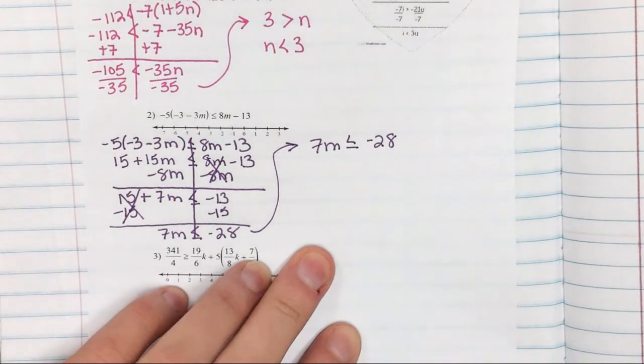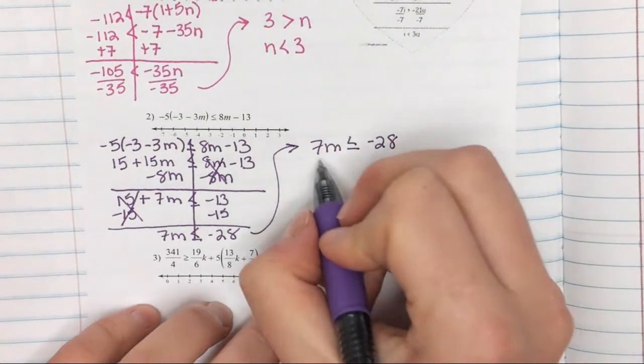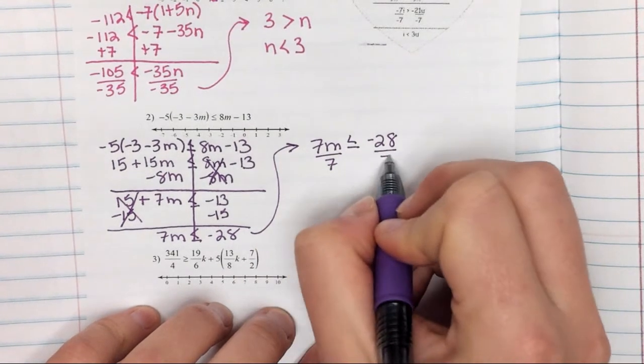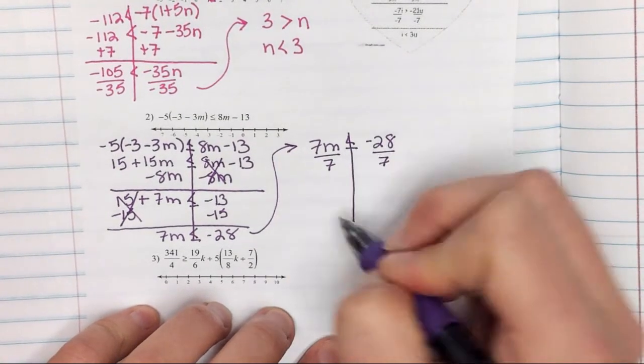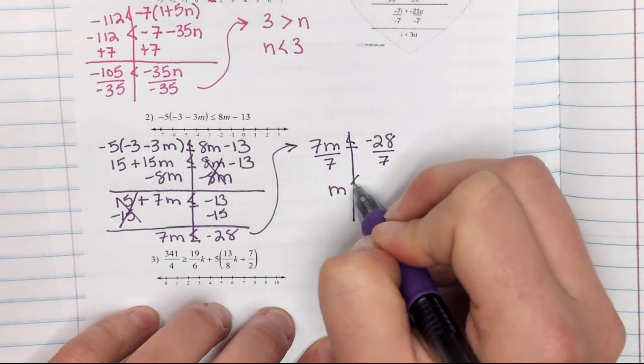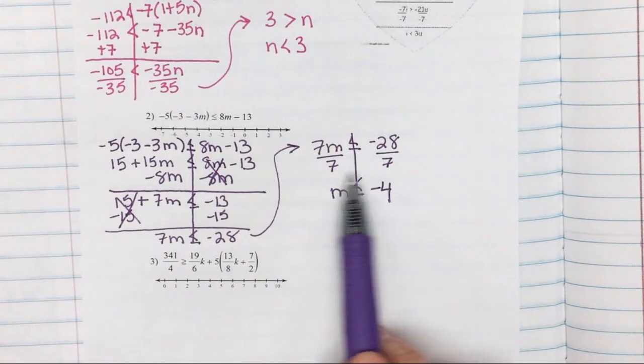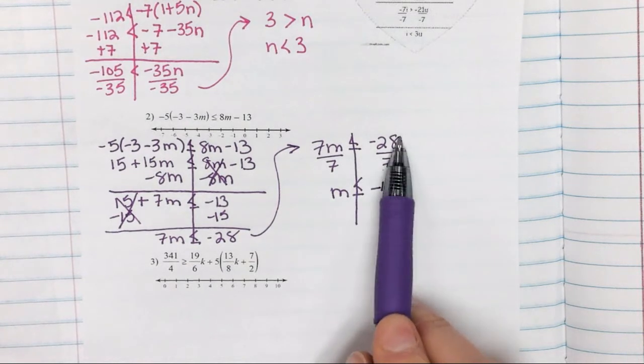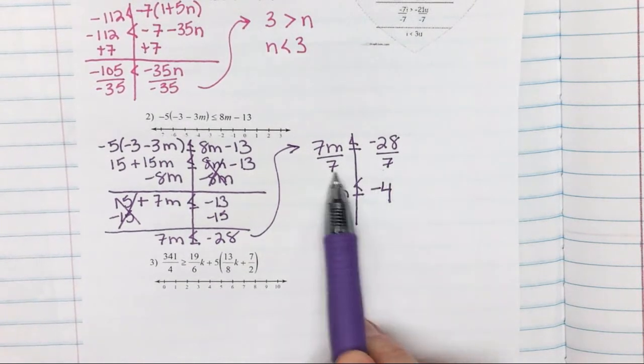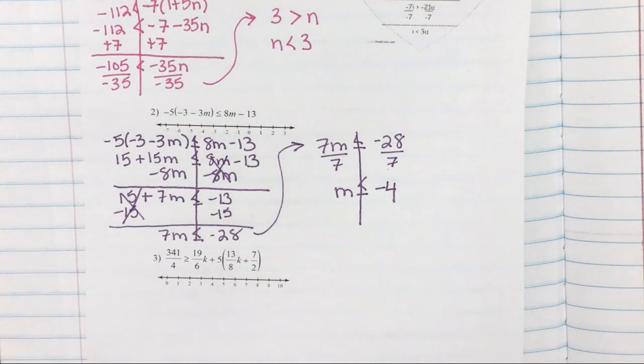And I see multiplication, so I'm going to use division. I'm going to divide both sides by 7. And that leaves me with m is less than or equal to negative 4. Notice I'm dividing by a positive number. Even though 28 is negative, the number that I'm dividing by on both sides is positive, so I do not need to flip the symbol.